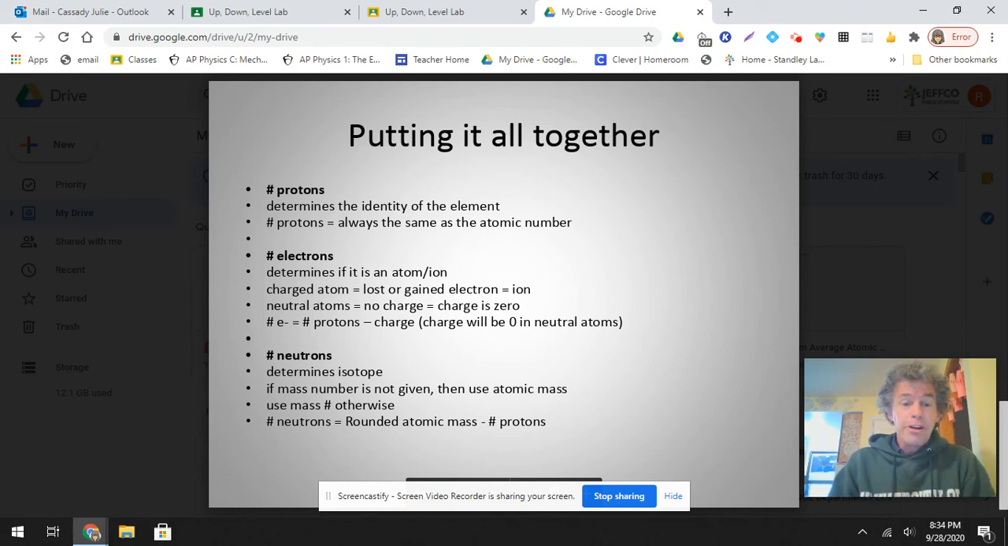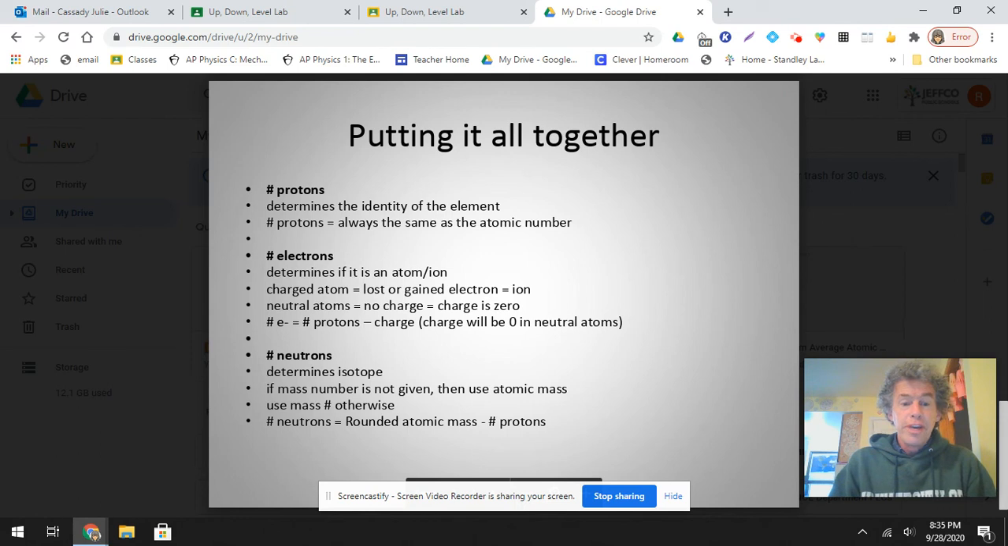The final particle is the neutron. It is possible to have different versions of the same element that have different numbers of neutrons. When that occurs, those different versions are known as isotopes.